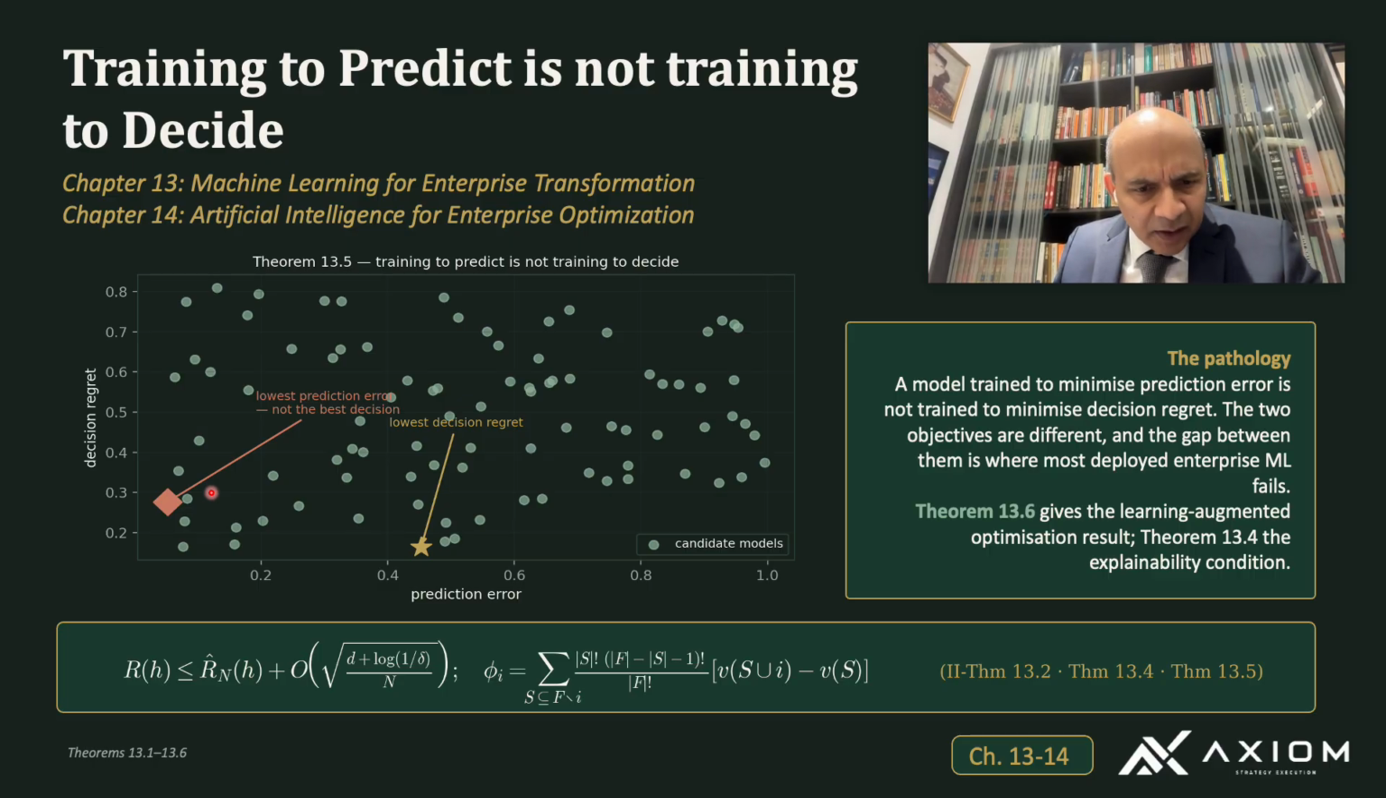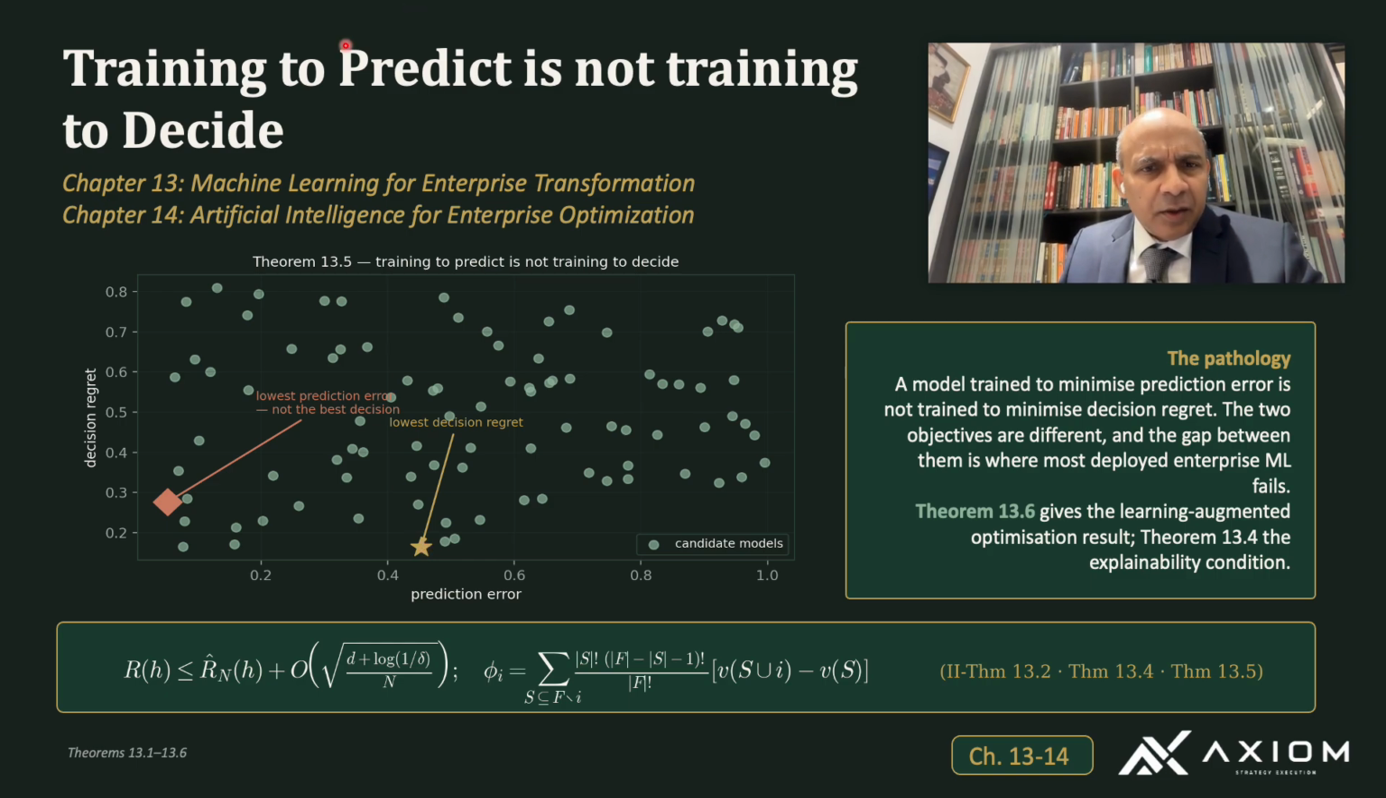So the highlighted diamond over here on the left has very low prediction error, but has relatively high regret, while the star over here has higher prediction error compared to the diamond, but a much lower decision regret.